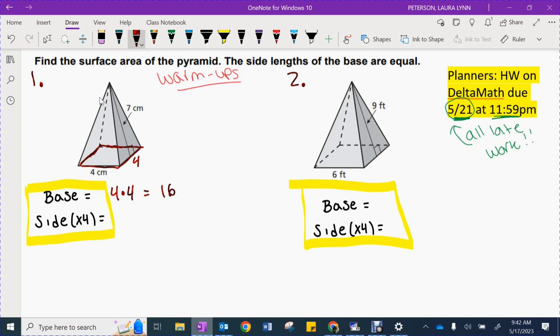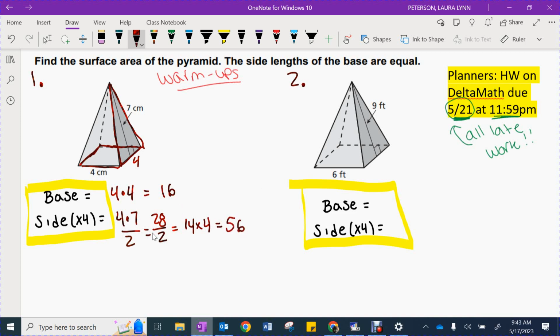Our side, though, is the triangle. You just need to pick one side, and I'm going to pick this one where it has all the numbers. The area of our triangle is base, so bottom, 4 times height of 7 divided by 2. That's 4 times 7, which is 28, divided by 2, is 14. But now we have to say times 4. If I do 14 times 4, we get 56.